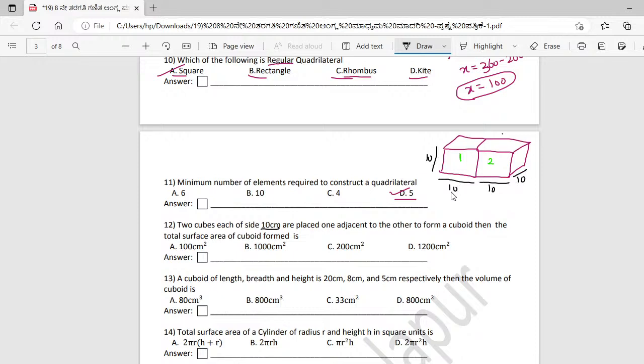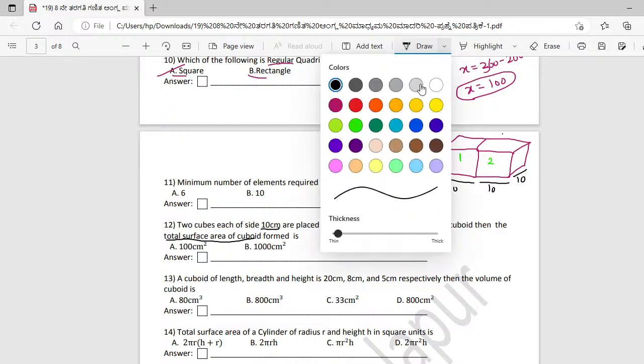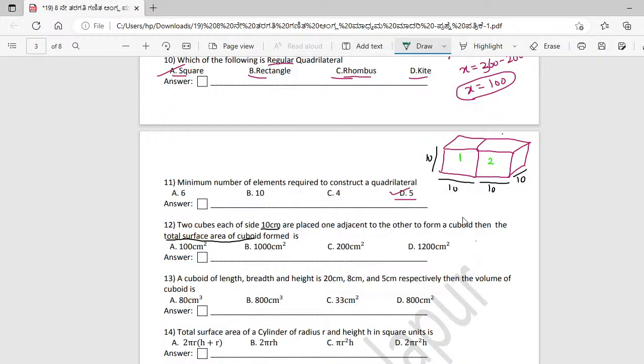Now they are asking us to find the total surface area of the cuboid formed. Let us try to find out. As we know, this is our length, this is our breadth, and this is our height. And there is a formula. What is that formula for the total surface area of a cuboid?